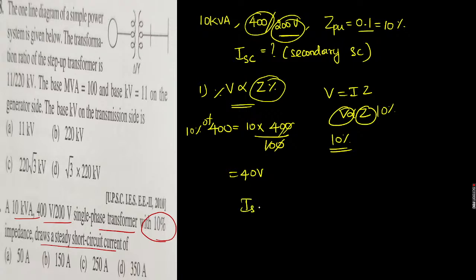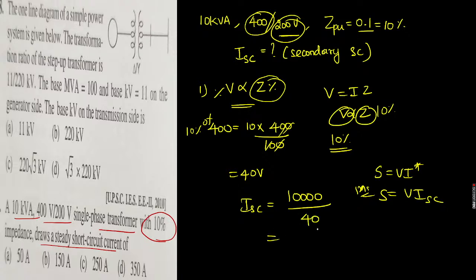Now we have to calculate the short circuit current using the rated kVA, given as 10,000, that is 10 kVA, divided by voltage. We know apparent power is equal to V into I conjugate. Magnitude will be V into I only, when we consider the magnitude alone. So short circuit current equals apparent power divided by voltage rating. Voltage rating is only 40. So 10 is getting cancelled out. If I cancel it, it will become 25. So the answer will become 250 ampere. That is the short circuit current.